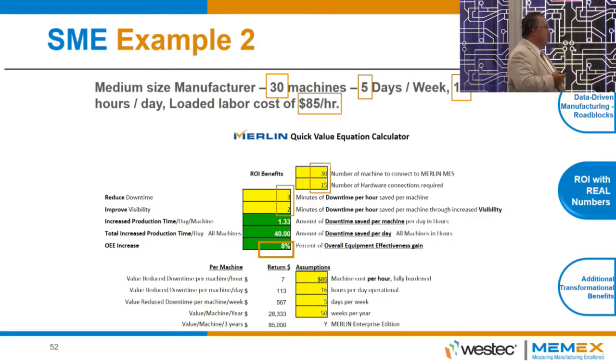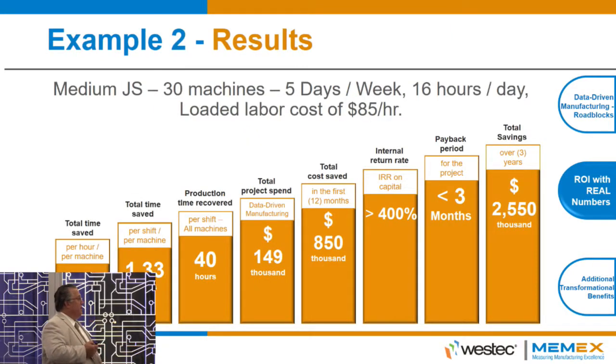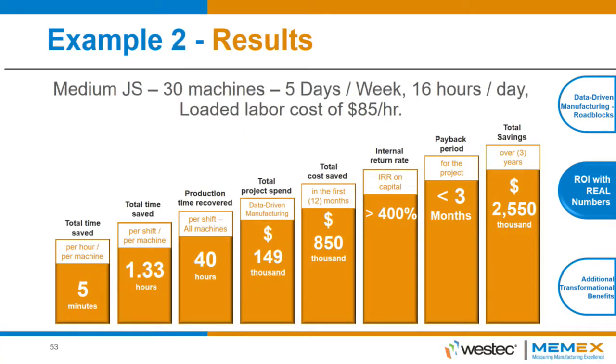or 8% OEE. This company is greater than a 400% internal rate of return, approximately $850,000 for a $150,000 spend, and about $2.5 million over the 3-year span. We have customers that have done this. We have customers that have actually exceeded these numbers.